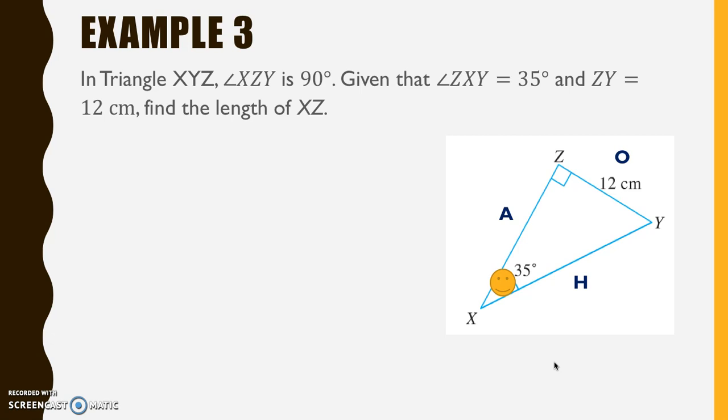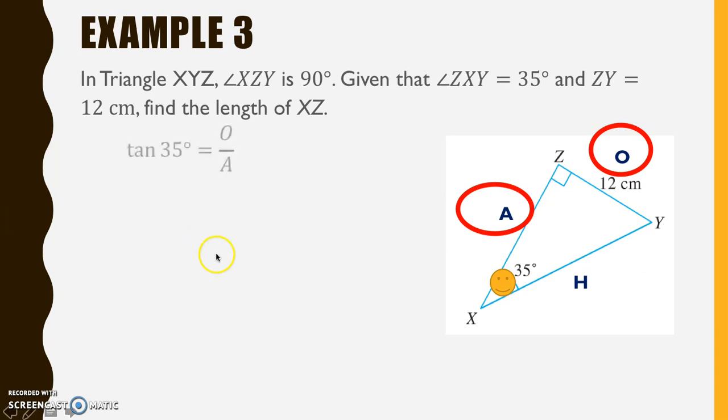Alright, so let's continue. You want to find this length over here. You know nothing about h, and you are given that ZY is 12 centimeters. So naturally, we should focus on these two lengths. Which trigonometric ratio should we focus on? That's right, we focus on the tangent ratio.